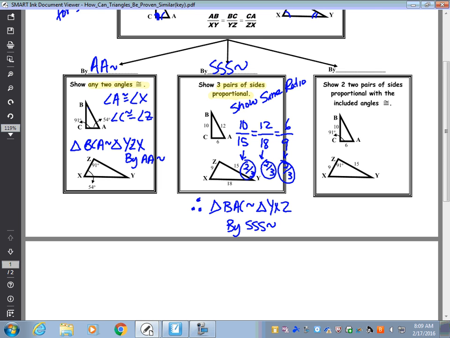Okay? You can check the cross products as well. Oh, sorry about the bell.